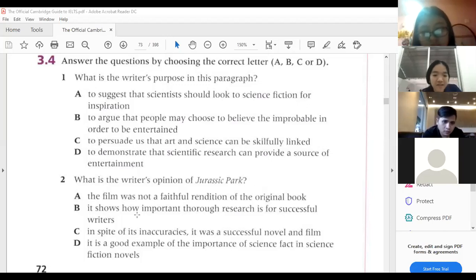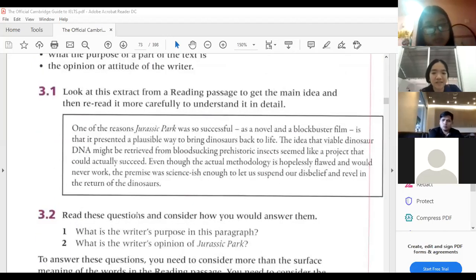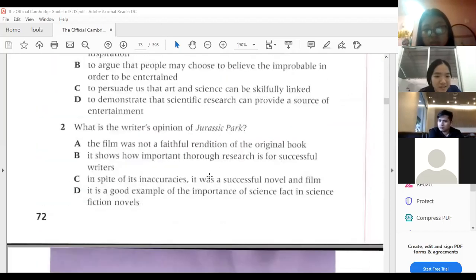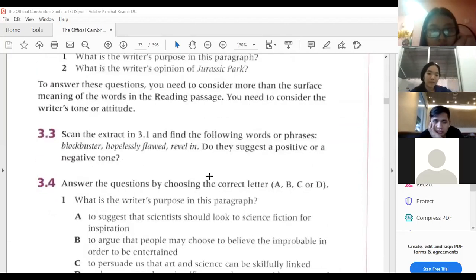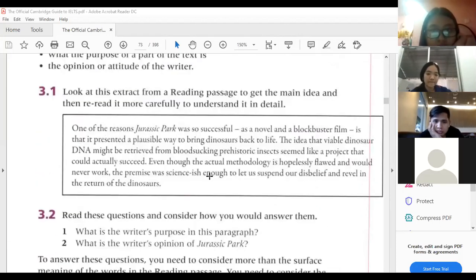Was that film successful? Yes, it was successful, but the way to bring someone back to life. But D, without it as security. Can D also be the answer? It is a good example of the importance of science fact in science fiction novels. Fact and fiction. He did not mention any fact.